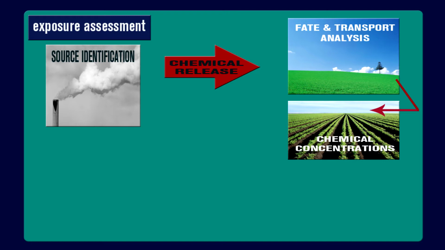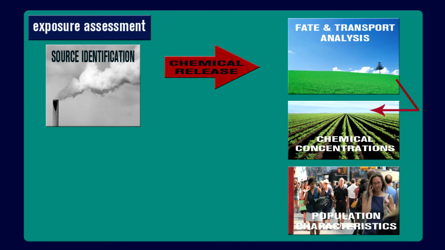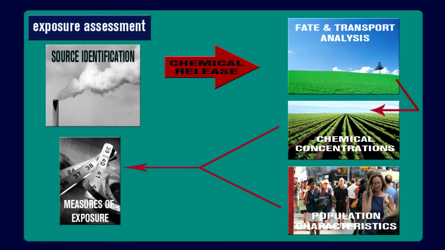So then we also want to know a little bit about the population who lives around that facility or those facilities. How many people are there? We also might have different kinds of information about that population, and we would include that in the risk assessment. When you combine this information together, we get what we call our measure of exposure, and that's usually a concentration that the public is exposed to.